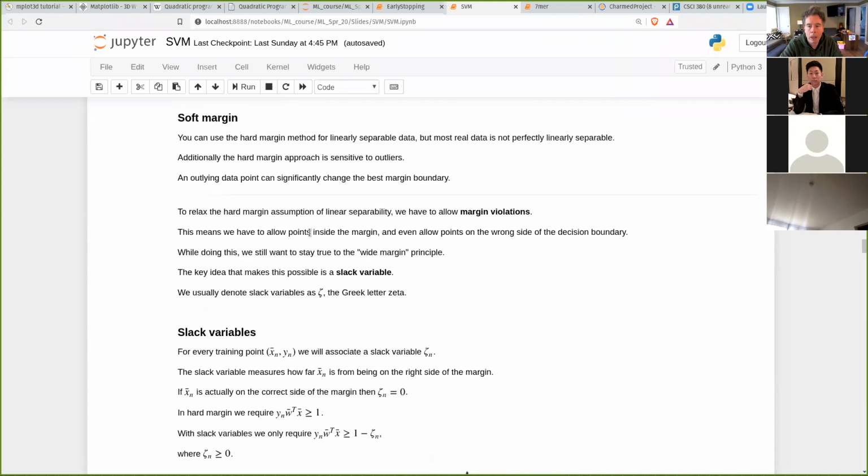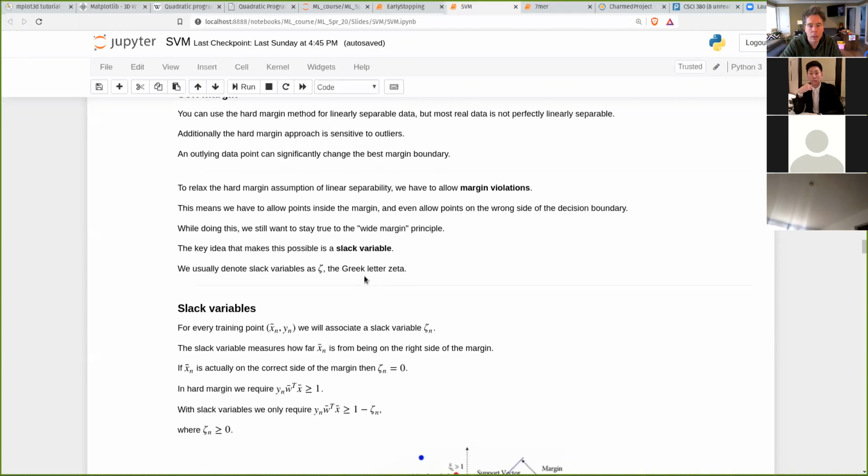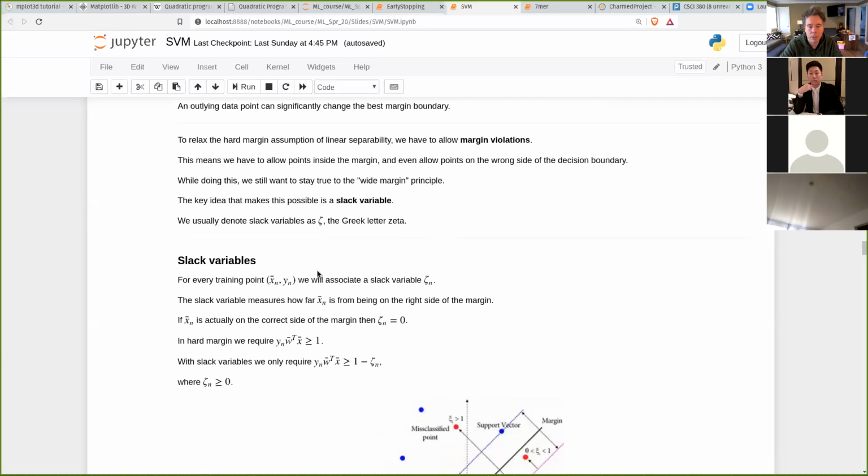Now we have to balance two different desires. We still want to have as wide a margin as possible, but as we make the margin wider, we're going to need more slack. So we also want to use the least amount of slack necessary. And so now it's going to be an optimization problem that also involves these slack variables.